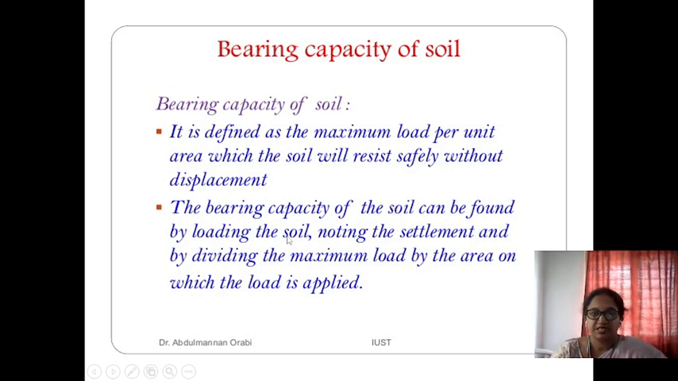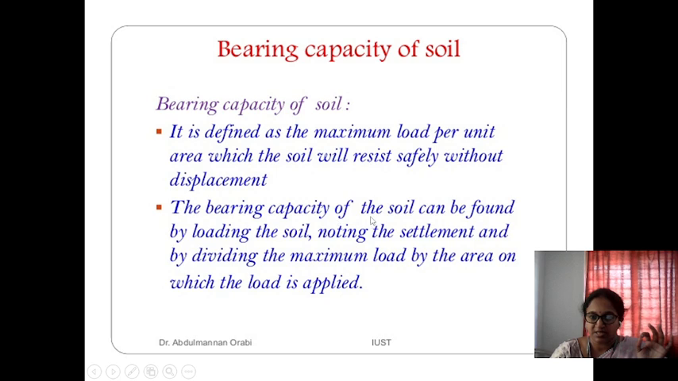Now, what is bearing capacity? It is defined as the maximum load per unit area which the soil will resist safely without displacement. If the safe bearing capacity is good, then any construction can be laid. So first we have to check the soil bearing capacity of the particular soil where we are going to construct a building.